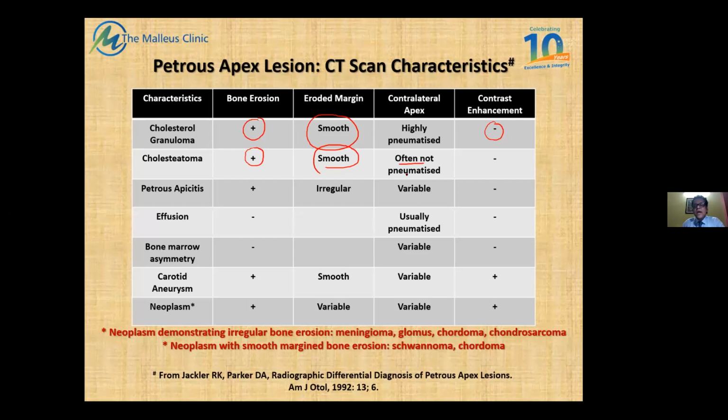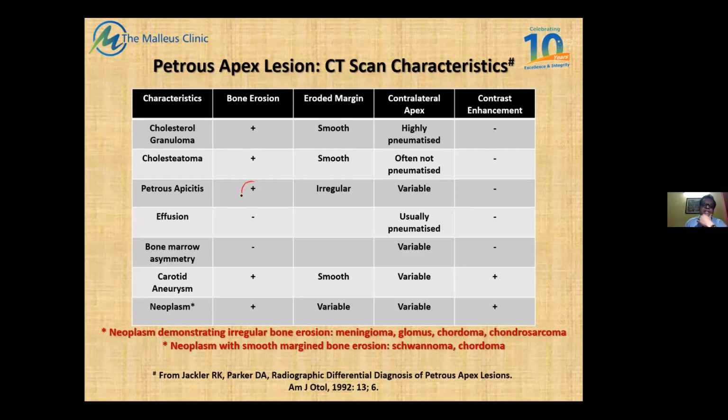But the contralateral apex may not be pneumatized because end of the day, cholesteatoma is a problem of lack of pneumatization within the entire mastoid system. So even the other side more often than not is not pneumatized, rather than being highly pneumatized like in a cholesterol granuloma. And obviously there is no contrast enhancement.